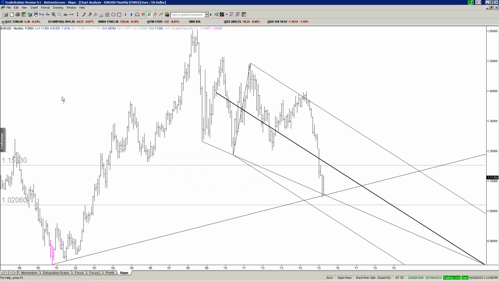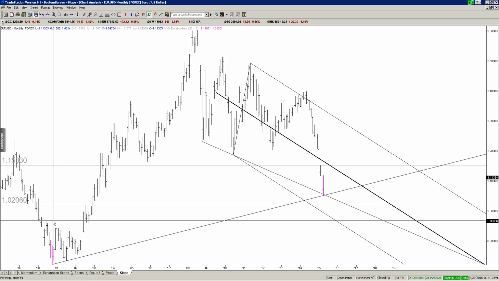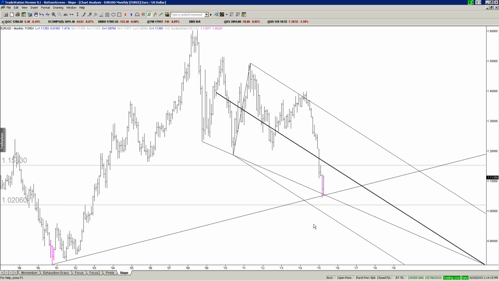Okay, so we've actually only had the dollar. This is a monthly chart. So the euro has only been extended on the downside to this extent once in history, and it was here. It's actually the all-time low. So look, the euro is going to have plenty of upside here.